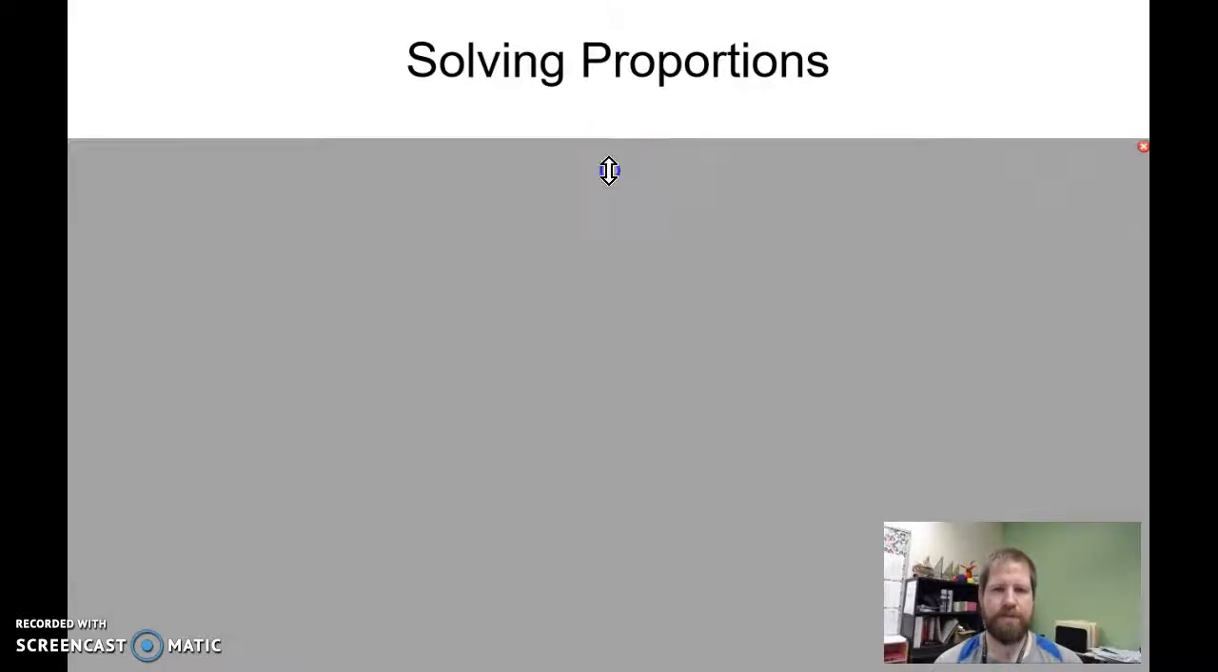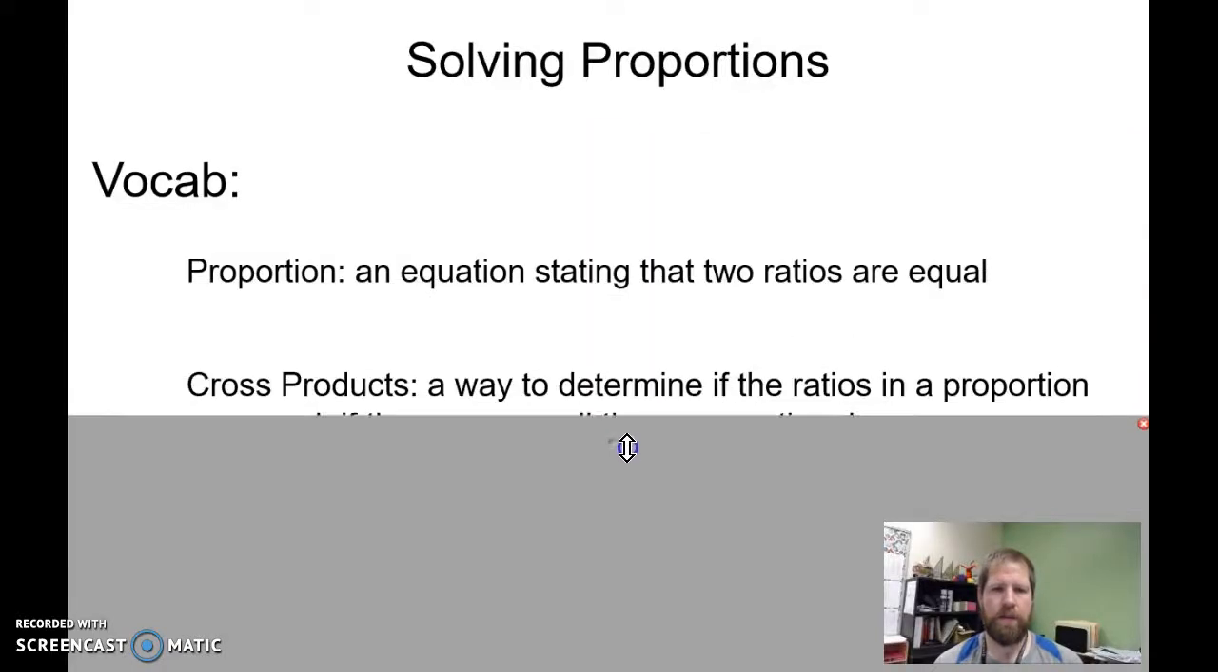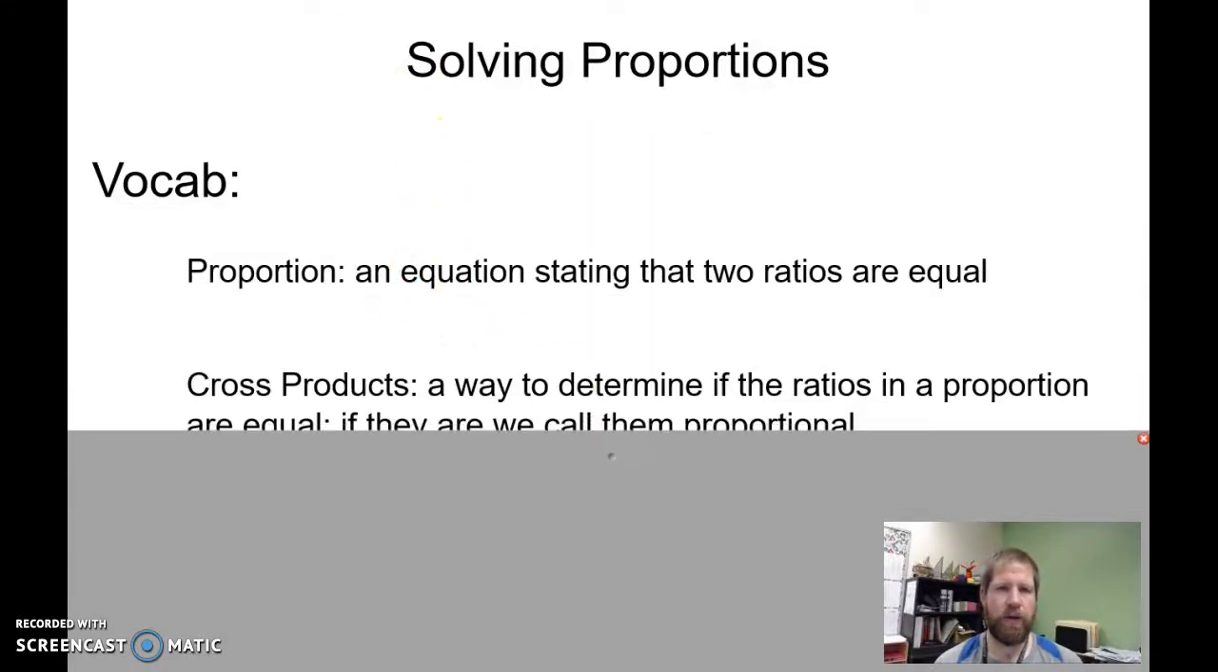Solving proportions. So a proportion is basically an equation, right? And if it's an equation, it needs to have an equal sign. And it states that two ratios are equal. Okay, so we've got one ratio on each side.